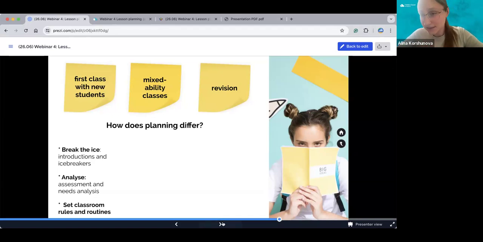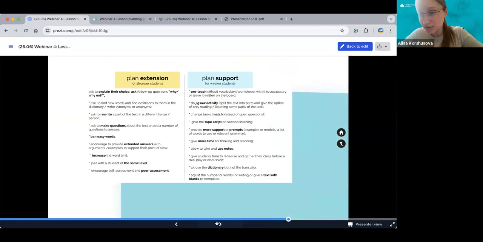Then if you have mixed ability classes, I'm not sure, but if you're working at a school and you have like 20, 15 students, such large classes, it might be difficult. And I do understand that in such classes, students might have different levels of English. Some of them might be elementary. In one class, sometimes we might have elementary students and pre-intermediate students, or more often we have upper intermediate and someone who is not even intermediate level. So if you work with mixed ability classes, your planning would also differ.